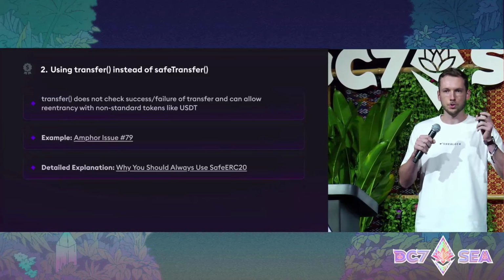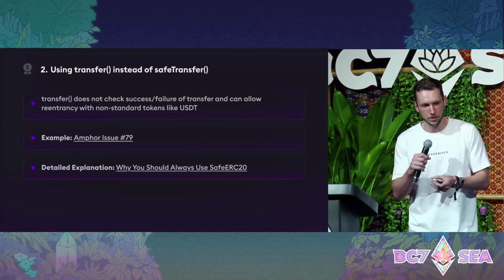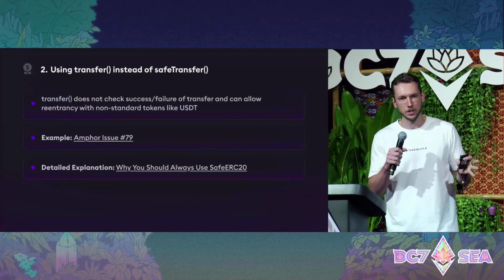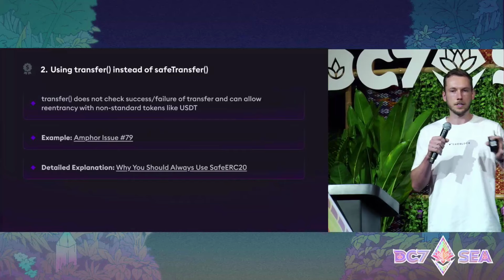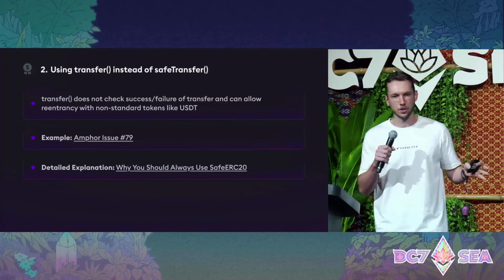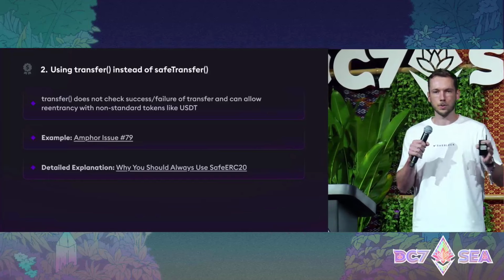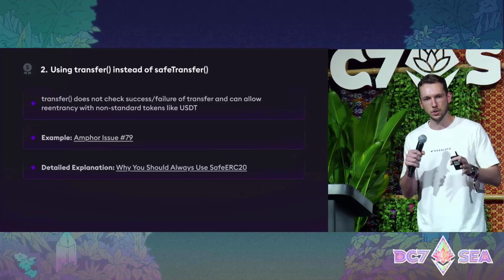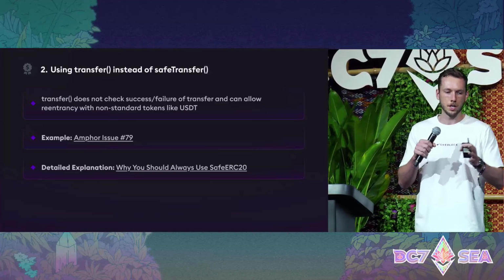Second one, using transfer instead of safe transfer. Just using the transfer function in Solidity doesn't actually check the success or failure of a transfer, and it can also allow for really bad things like reentrancy with non-standard tokens such as USDT.